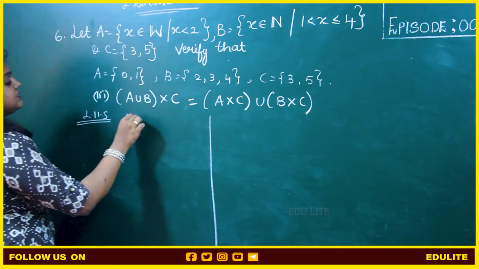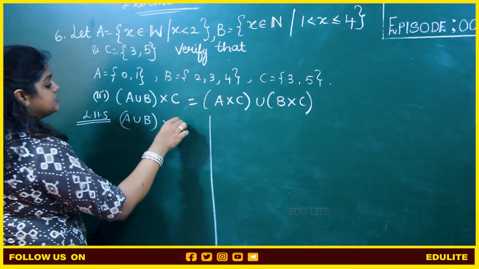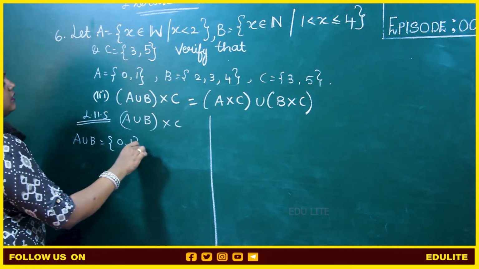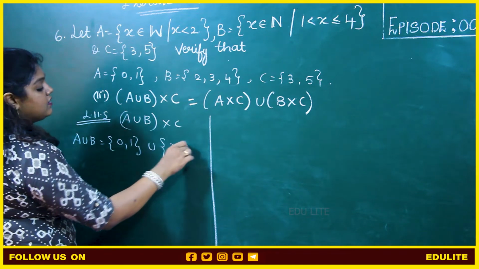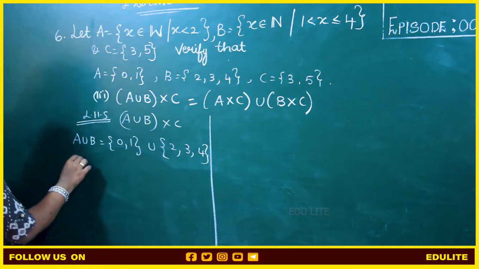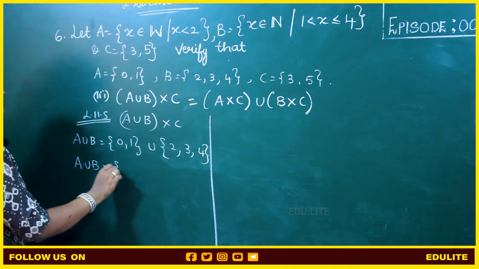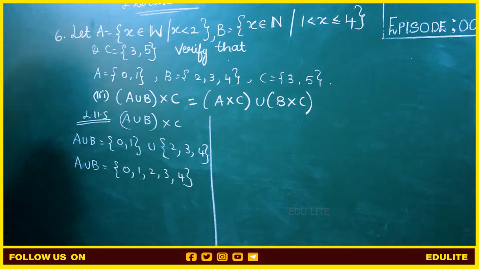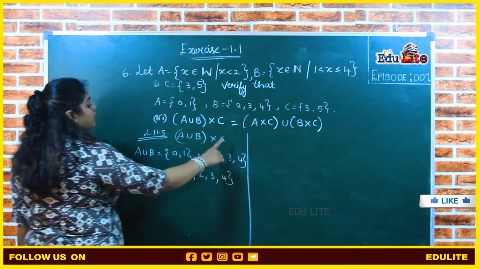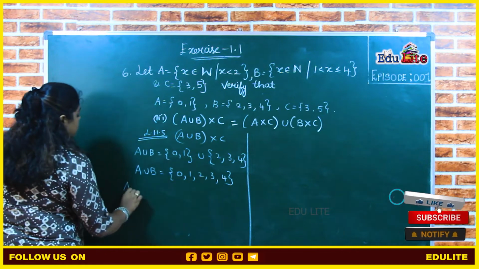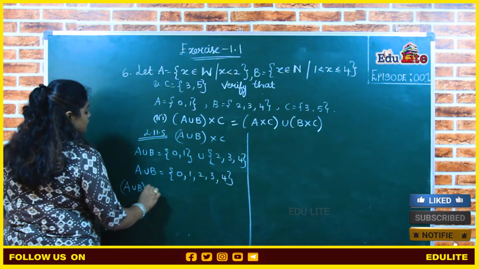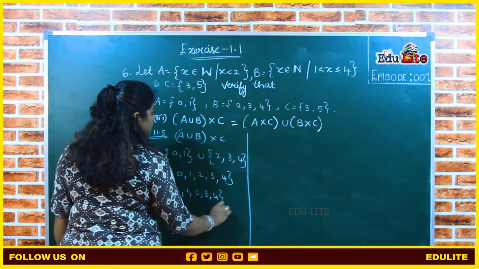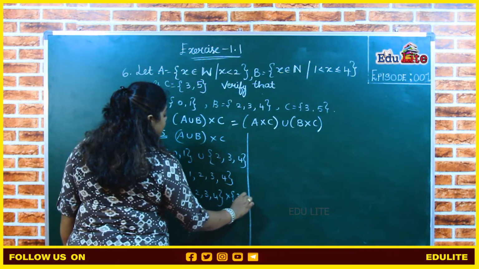On the left hand side, it is given as (A union B) cross C. What is A union B? A union B is the union between the two sets A and B. We have to write all the terms present in A and B, which will yield us 0, 1, 2, 3, 4. So A union B is {0, 1, 2, 3, 4}. We have to cross product it with the set C. So (A union B) cross C: {0, 1, 2, 3, 4} cross the C set, which is {3, 5}.